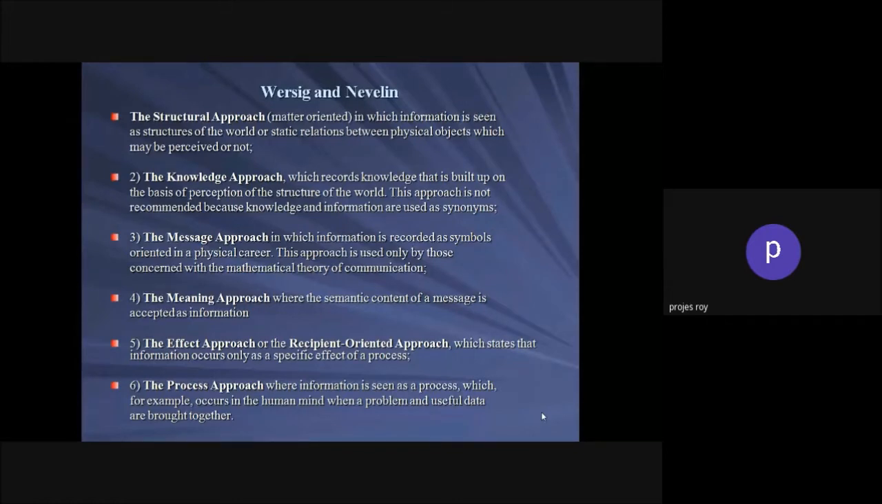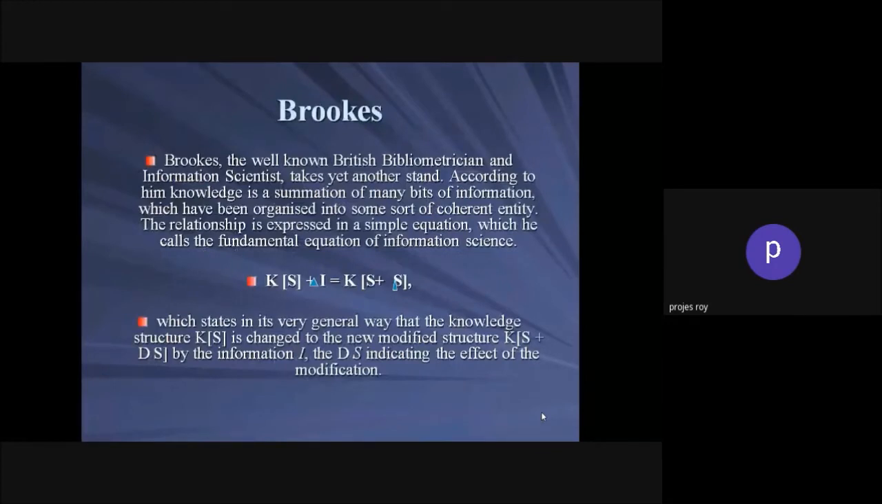Brooks gives a very interesting structure of knowledge and its dimension. He is a British bibliometrician and information scientist. He has created one concept: there is a knowledge, and when one information is added on that knowledge, it is called modified knowledge. If you look at the structure, you will see K(S), knowledge structure, plus I, information, is equal to K(S plus delta S), a modified knowledge structure. Delta is here, delta I.